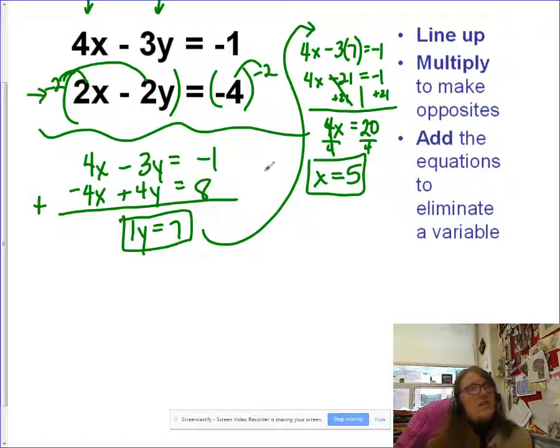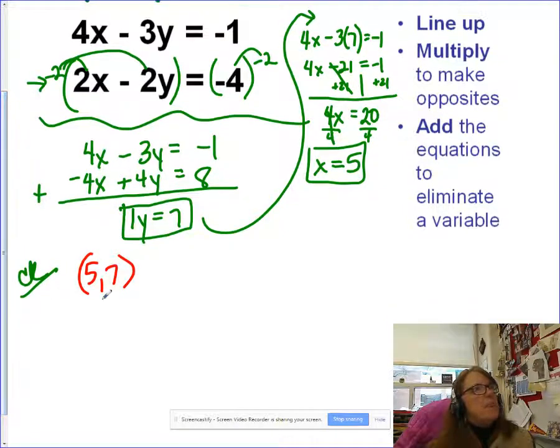Okay, now let's make sure, check, check, check, check, check. 5 for x, because I'm saying my answer is 5, 7. Go to that first equation. 4 times x, 5, minus 3 times y. That better equal negative 1, because that's what it says. 20 minus 21, negative 1.